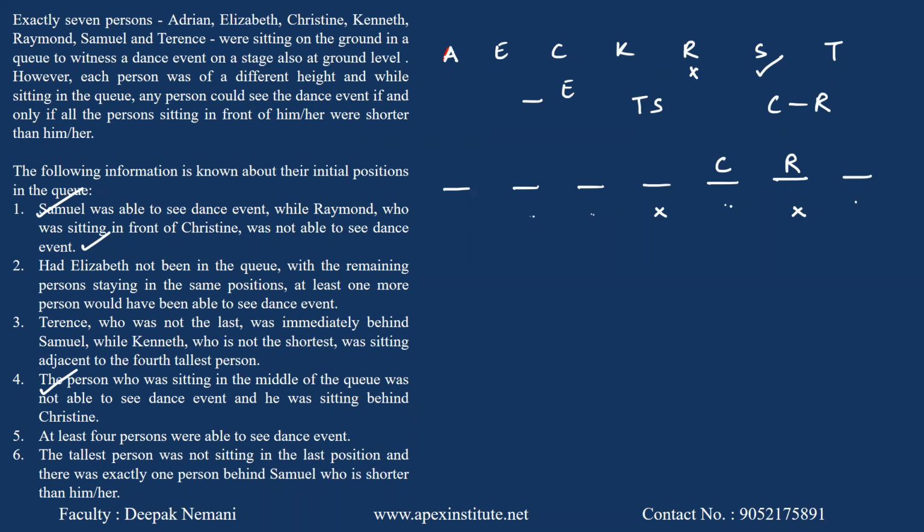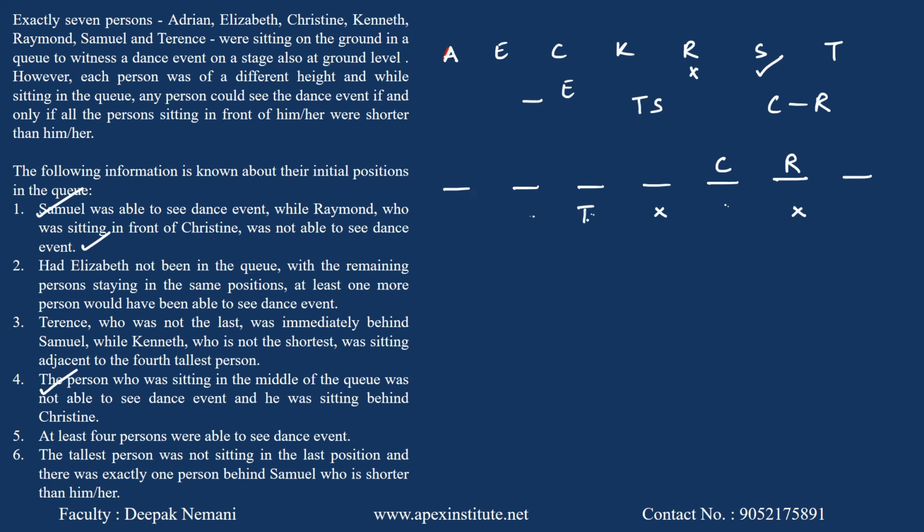So you have 4 positions, and we are given that at least 4 persons were able to see the dance event. Now, if we have tallest person here, can we have at least 4 persons being able to see dance event? No, because the persons who are after the tallest person cannot see the dance event. So the tallest person cannot be here, cannot be here either. So then you have only 2 persons, the tallest and this person. They will be able to see the dance event. So you cannot have tallest person here.